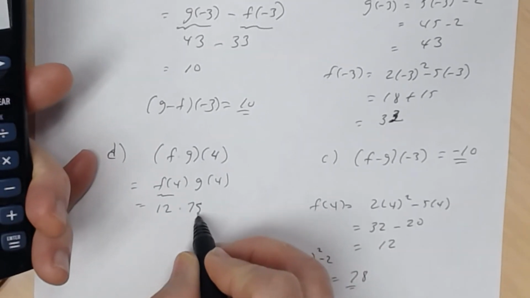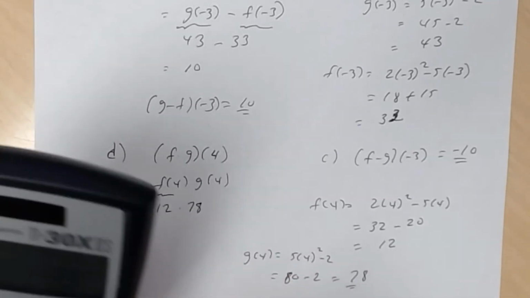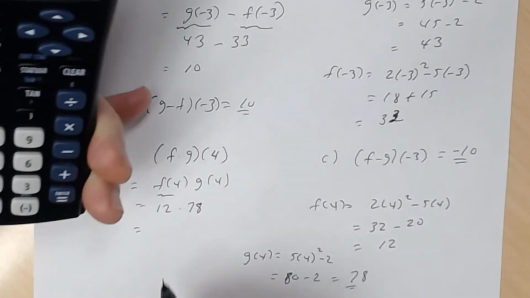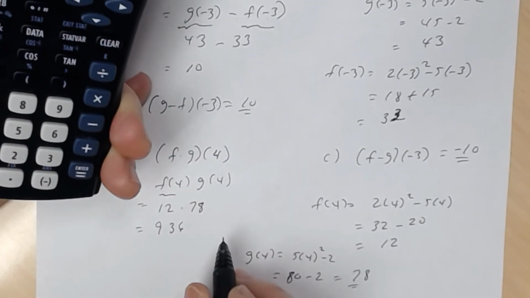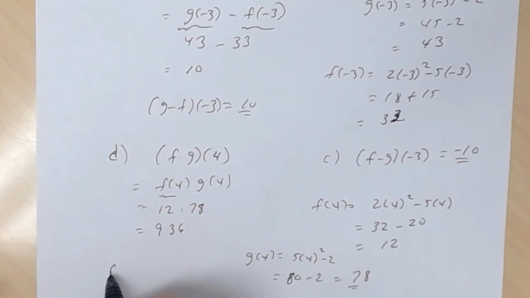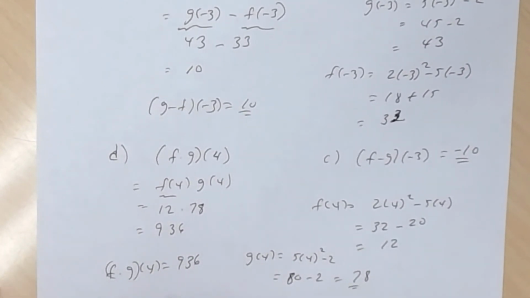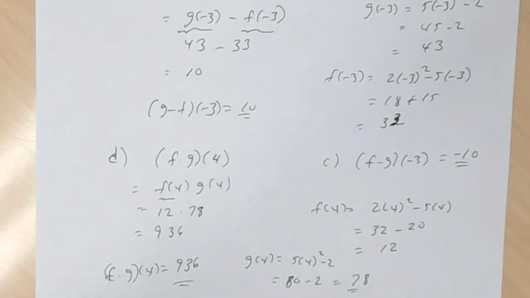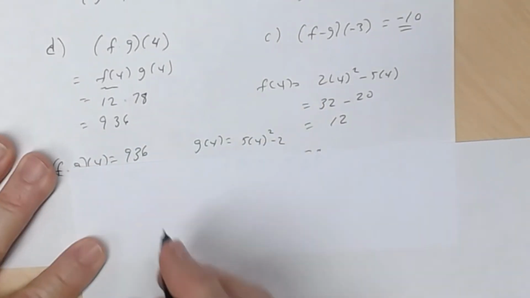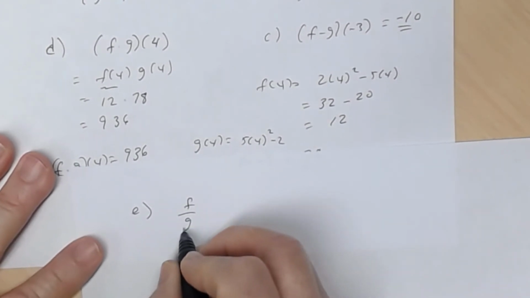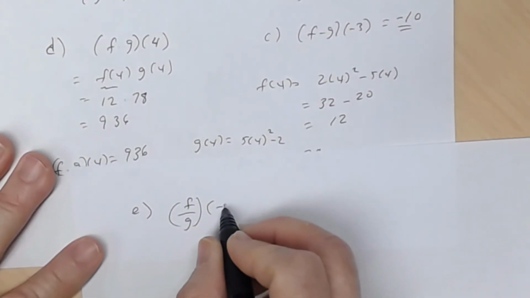So, therefore, 12 times 78, so 78 times 12 is 936. So I say f times g at 4 is 936. All right, and then finally, let's do the quotient with this. So the quotient, okay, so let's call this part E. So let's find f divided by g at, let's say, negative 1.